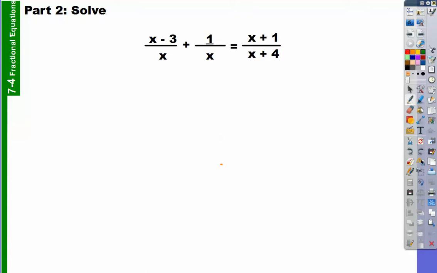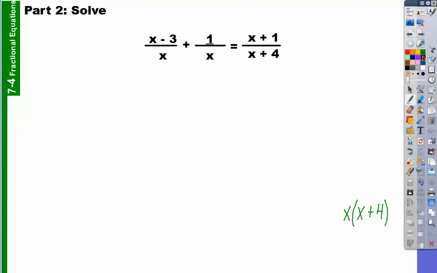So looking at our fractions, we have a denominator of x, a denominator of x, and a denominator of x plus 4. So what will our common denominator be? x will be in the common denominator. What else do you see in the denominators? x plus 4. So our common denominator is going to be x times x plus 4. So that's what we're going to have to multiply every fraction by, and that will get rid of our denominators.